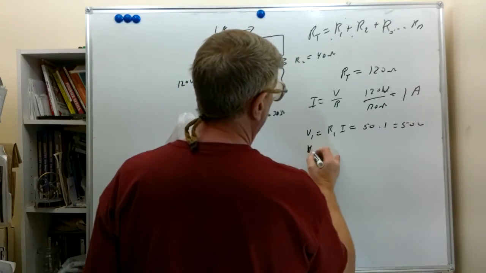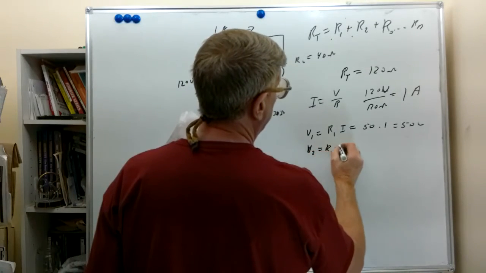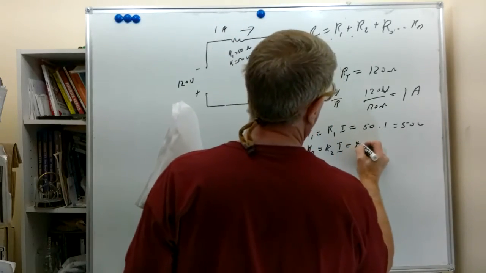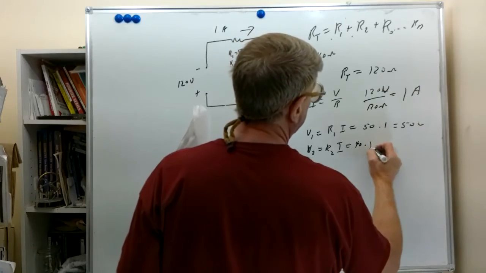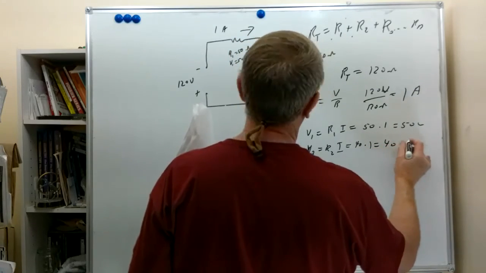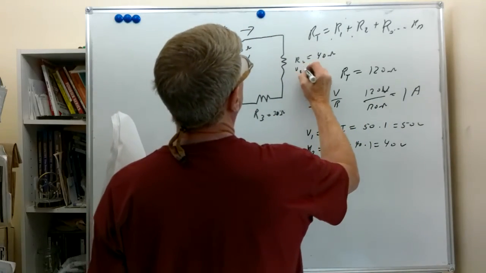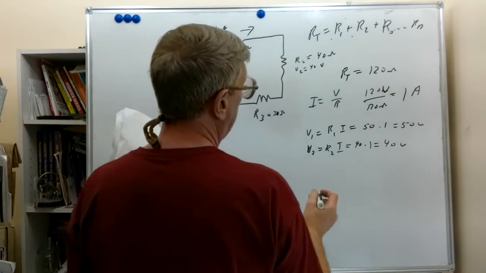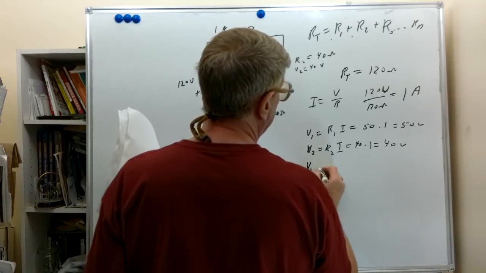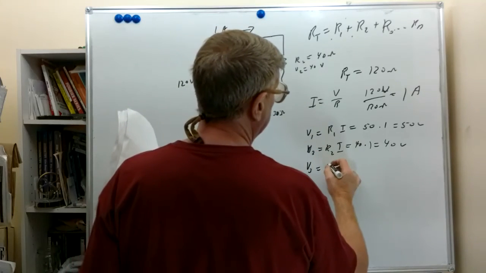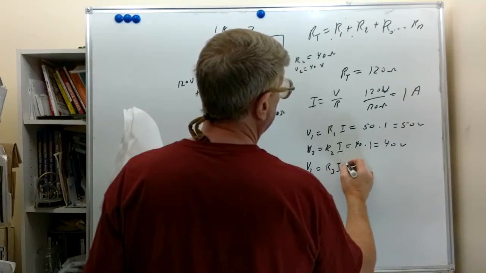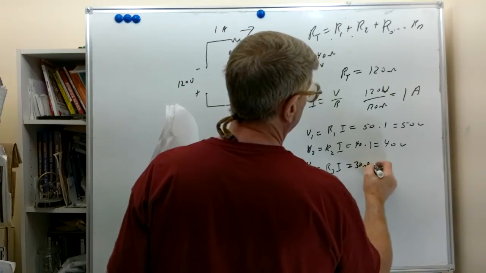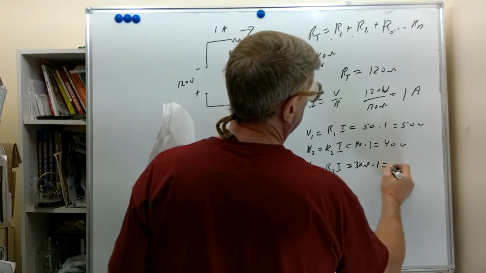V2 equals R2 times I equals 40 ohms, 40 times, again, 1 amp equals 40 volts. So we're going to say V2 equals 40 volts. V3 equals R3 times I, which was 30 ohms, times 1 amp, 30 volts.